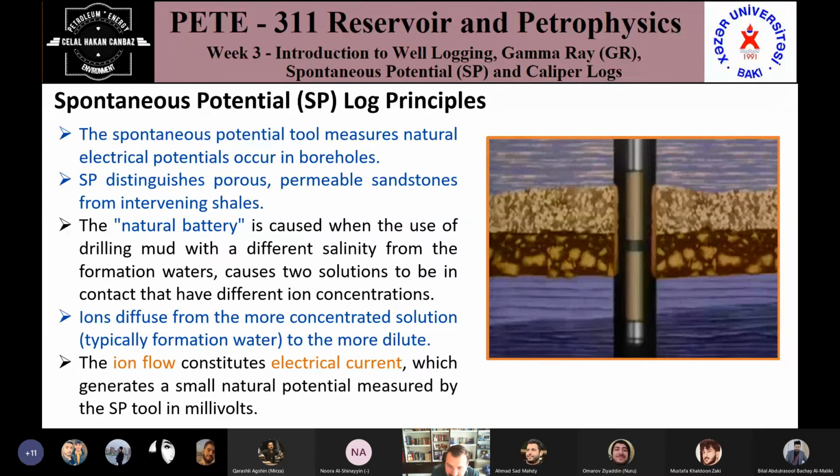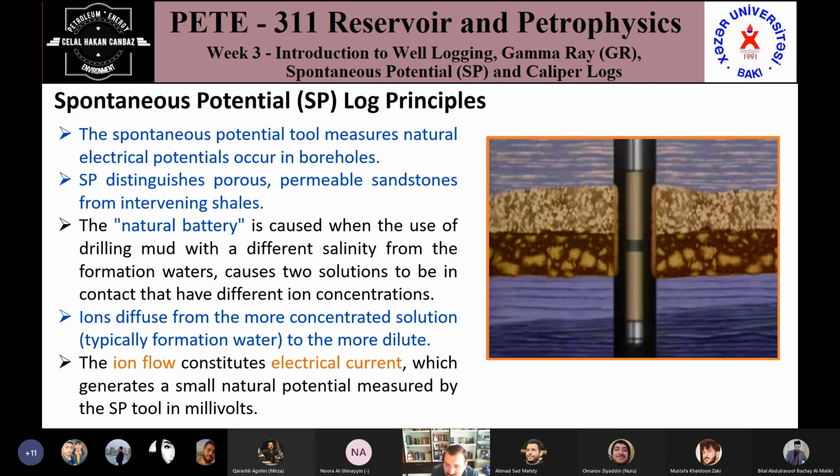Adjacent to the shales, SP readings usually define a straight line known as the shale baseline. And next to permeable formations, the curve departs from the shale baseline. In thick permeable beds, these excursions reach a constant departure from the shale baseline. Okay, so it is defined as the sand line.